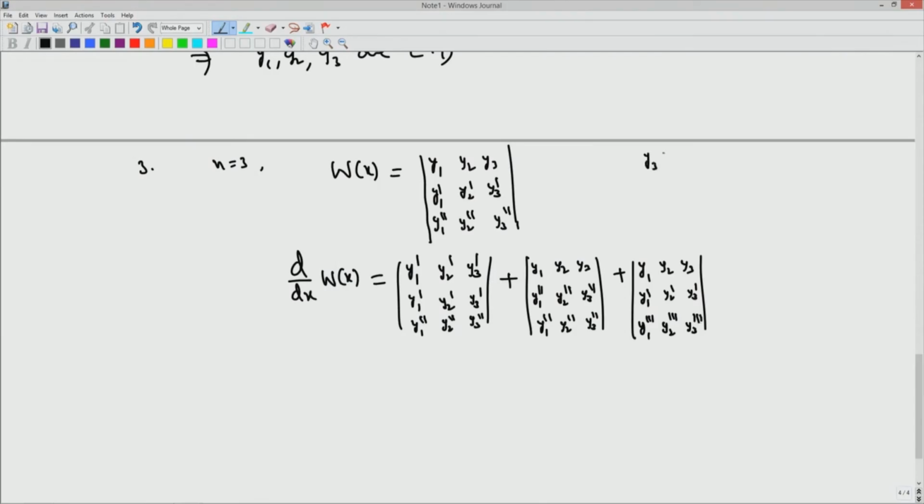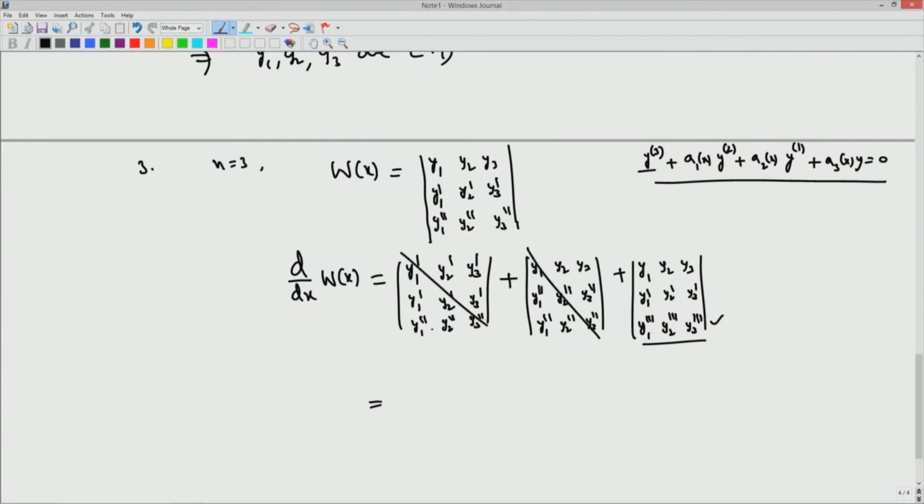What is your equation? It is y triple dash plus a1 of x times y double dash plus a2 of x times y dash, that is dy by dx, plus a3 of x times y equal to 0. So this is your equation. You substitute here. So y triple dash is minus a1 of x y double dash minus a2 of x y dash minus a3 of x y. That is what you have to substitute in the third row. The first two determinants are 0 because two rows are identical. So once you substitute, when you replace y1 triple dash, since y1, y2, y3 are satisfying this equation. Okay.